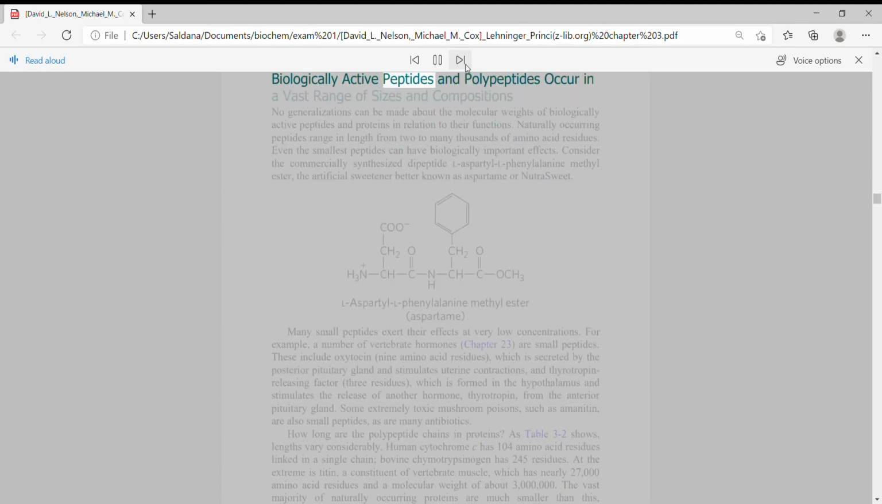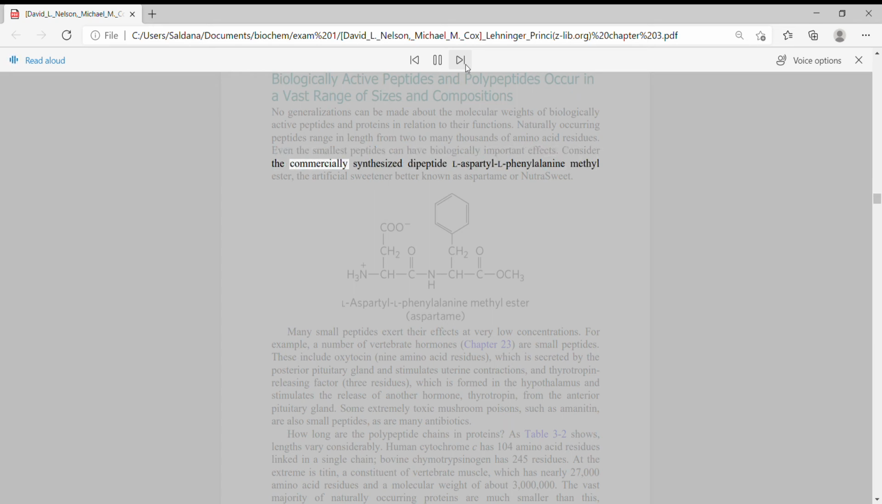Biologically active peptides and polypeptides occur in a vast range of sizes and compositions. No generalizations can be made about the molecular weights of biologically active peptides and proteins in relation to their functions. Naturally occurring peptides range in length from 2 to many thousands of amino acid residues. Even the smallest peptides can have biologically important effects.